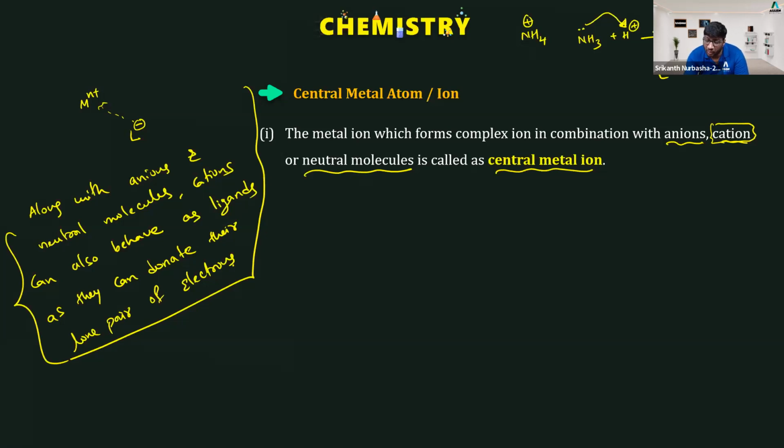So in the ammonium ion, do we have a lone pair of electrons on any atom? No. So although it is a positively charged species, we cannot say that every positively charged species can act as a ligand. For a positively charged species to act as a ligand, it should contain at least one lone pair of electrons, which is not available in ammonium. So ammonium cannot act as a ligand. Understood now?